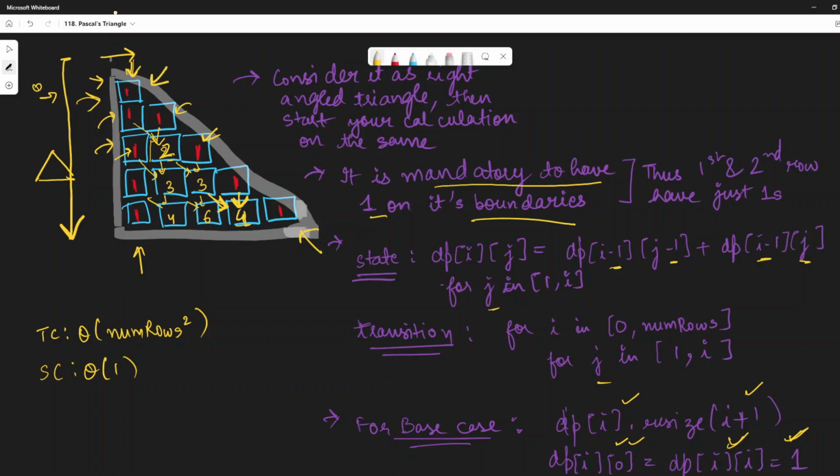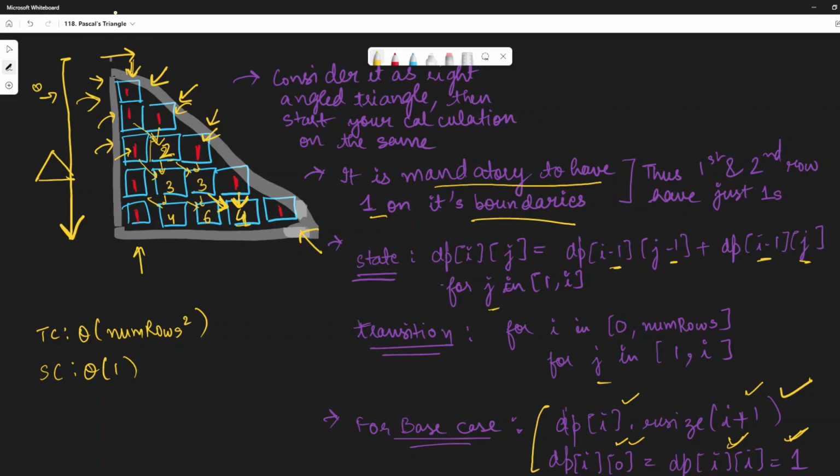So this is what we are doing, and each row should be resized to I plus 1, because here you can see it is 0, right? So it is 0 plus 1. This row size is 1 plus 1, 2. This row size is 2 plus 1, 3, right? So in this manner we are required to resize each time. So these are the two base conditions which we are required to follow for completing our DP array.